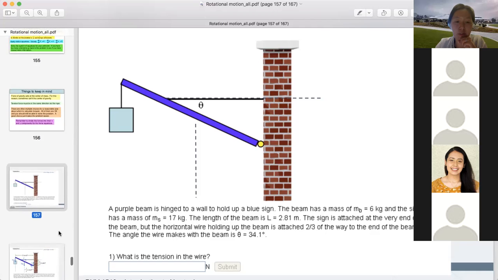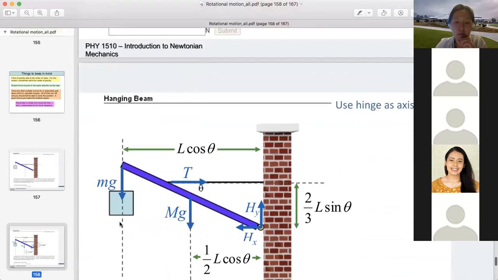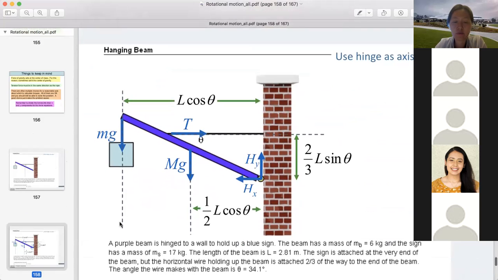2/3 of the way of the length of the beam times the sine theta. Okay, so if I put every force on here, you would end up with this extended force diagram. So two gravity forces, one tension, and the force from the hinge, since we don't really know in what direction it is, we're going to assume there is some horizontal component and some vertical component. We could call it HX and HY. And these lever arms, we talked about L cosine theta, L over 2 cosine theta, and the 2/3 L sine theta are the corresponding lever arms for each of these different forces.